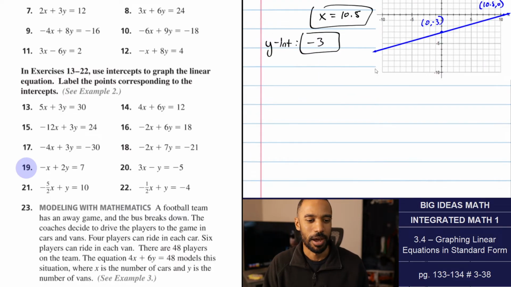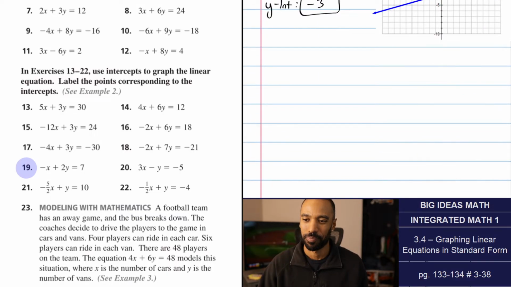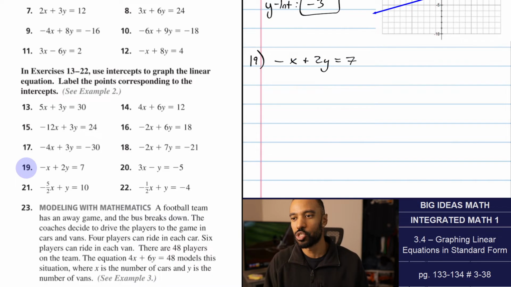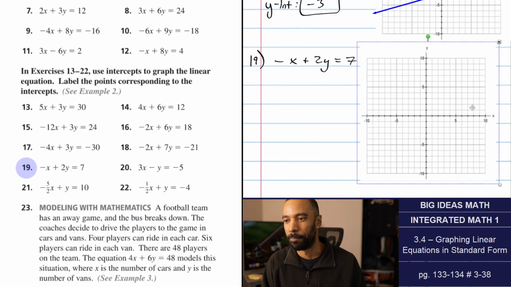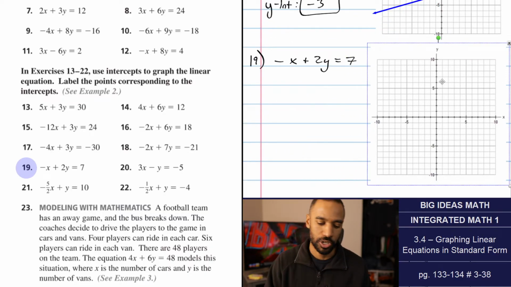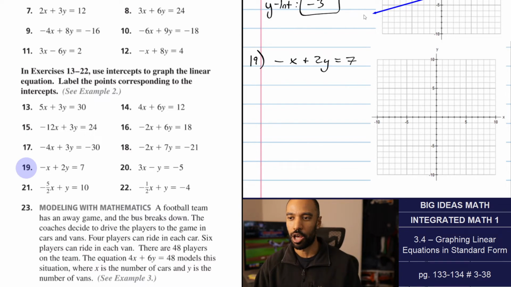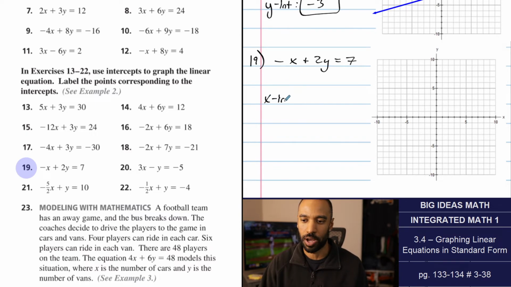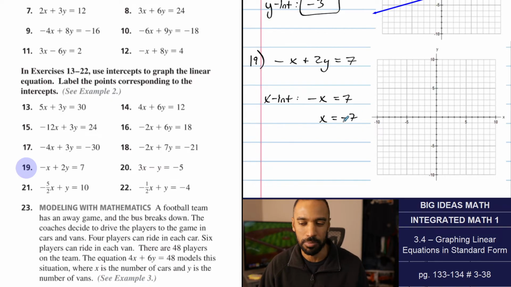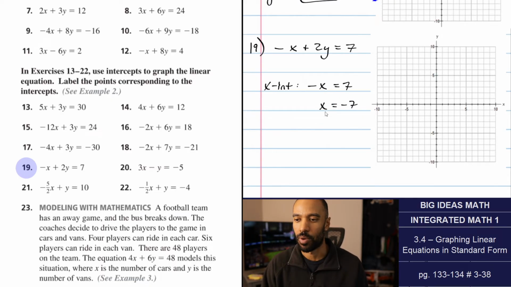All right. Number 19 says negative x plus 2y equals 7. Now, this is one where there's no fraction on the x-intercept, you can probably tell, but you still have to be careful for this one. This is negative x equals 7. That doesn't mean the x-intercept's 7. It actually means it's negative 7, right? Divide both sides by negative 1, something like that. Switch the signs. So I'm still writing that one out.